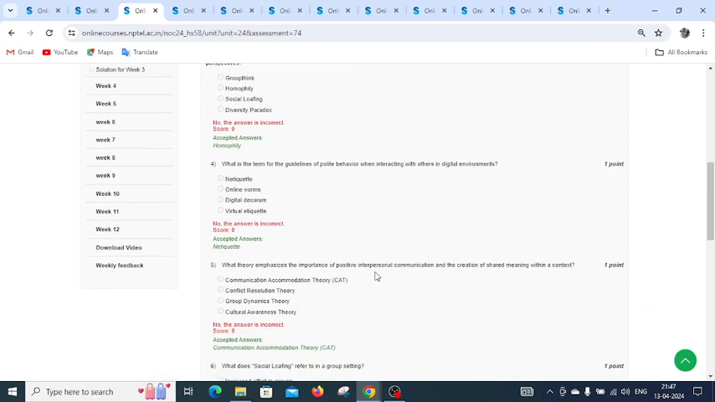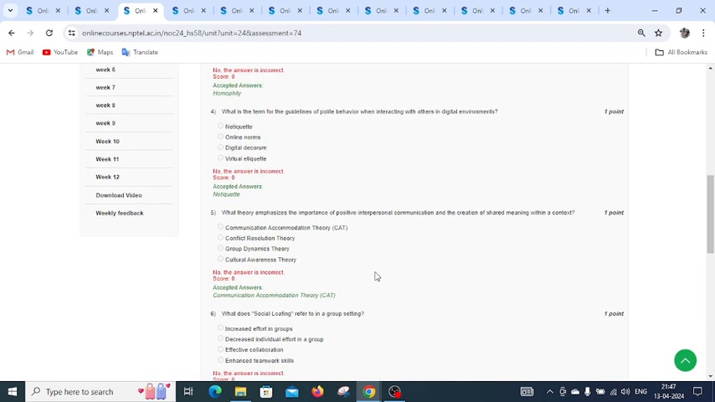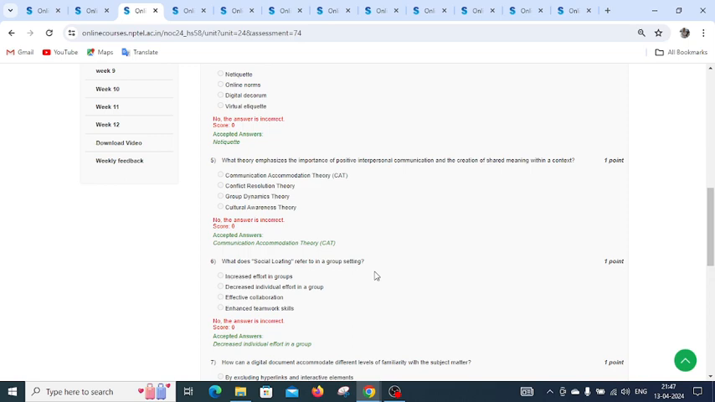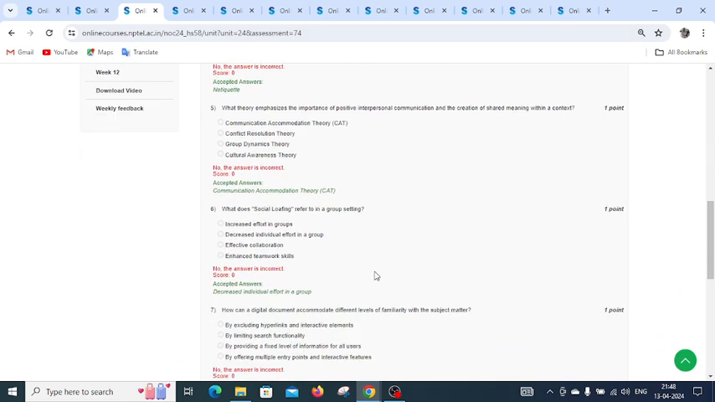What theory emphasizes the importance of positive interpersonal communication and the creation of shared meaning within a context? And the right answer is communication accommodation theory. What does social loafing refer to in a group setting? Decrease in individual effort in a group is the right answer for social loafing.